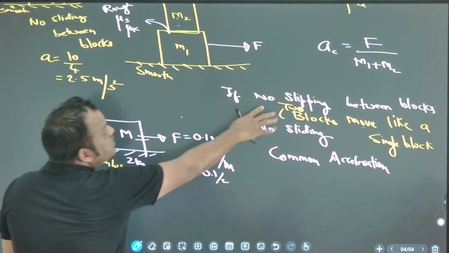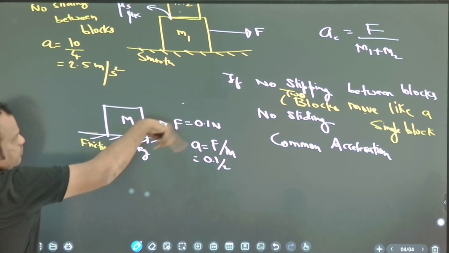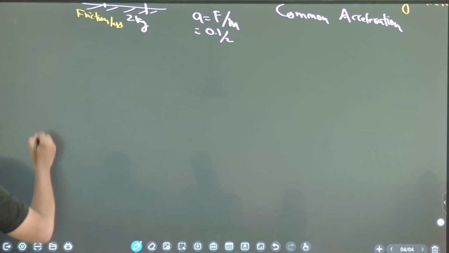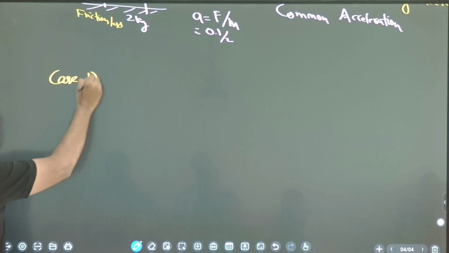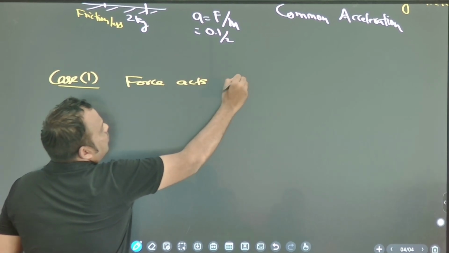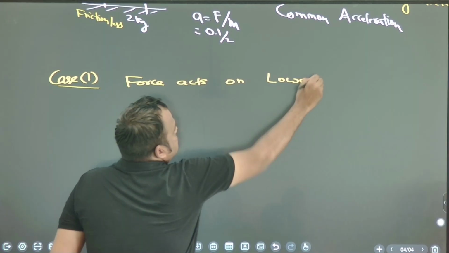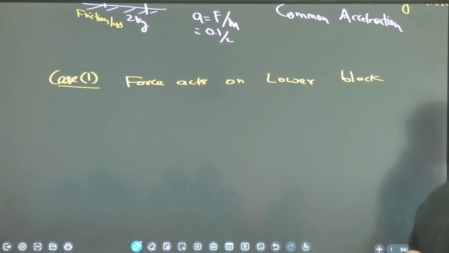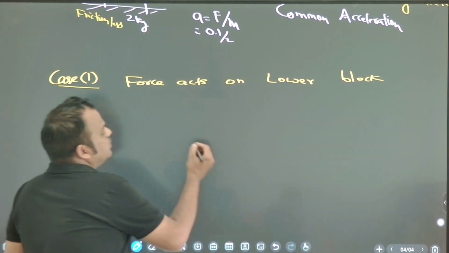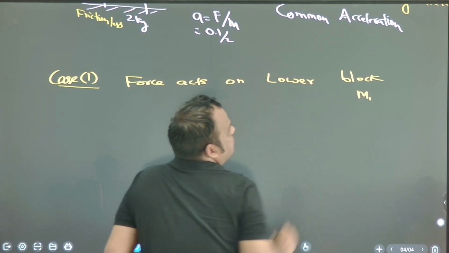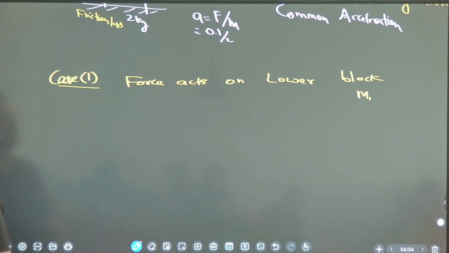Now, how to check no slipping is there? So now we are going to discuss. Okay, so note down. Case 1: force F on lower block. Note down. Force F on lower block. Lower block, what is the mass? M1. Upper block, what is the mass? M2.